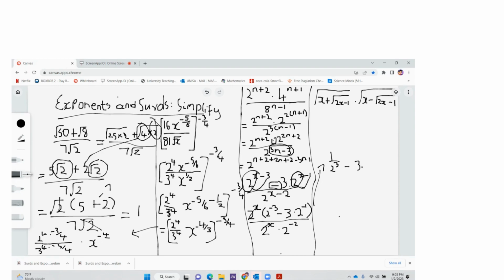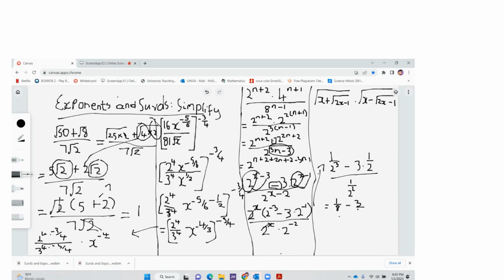Then we have 3 times, again, 2 to the power of minus 1. So this is the same as 1 over 2. Once again, we have 2 to the power of minus 2. So this will be 1 over 2 squared. So just remember, as soon as you say 1 over, then the exponents become positive. All right. So numerator, what do we have? We have 1 over 2 cubed is 1 over 8, minus 3 times 1 over 2 is 3 over 2.